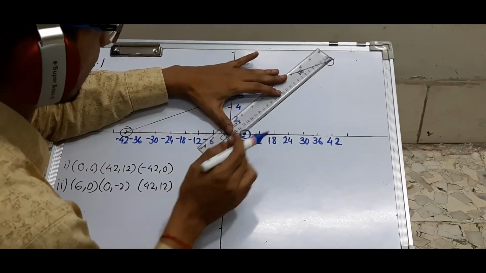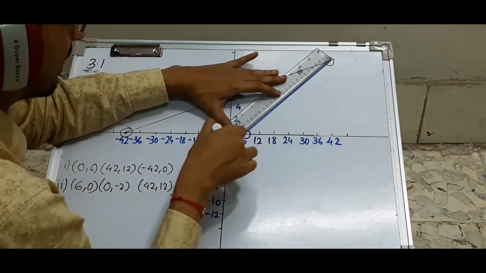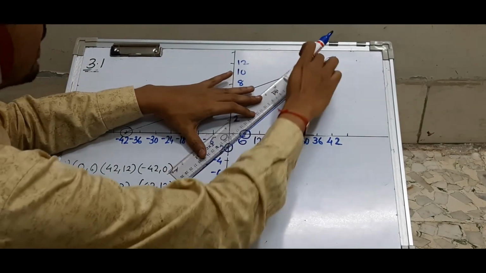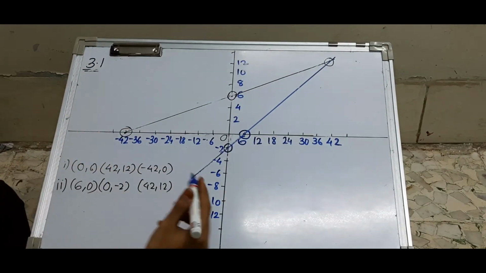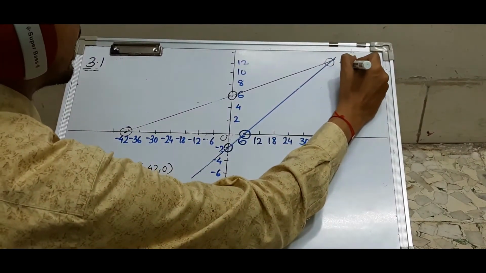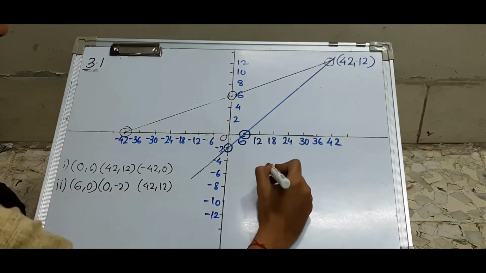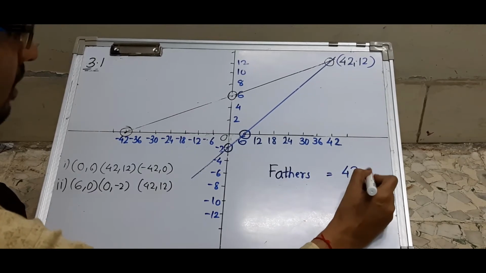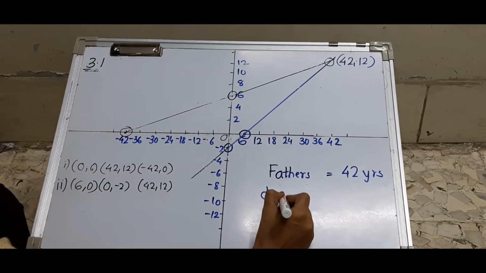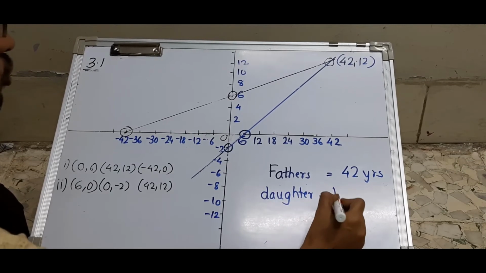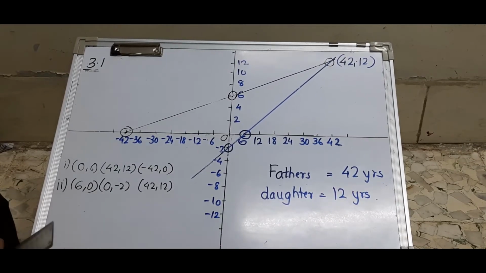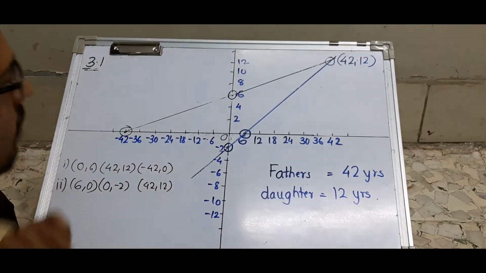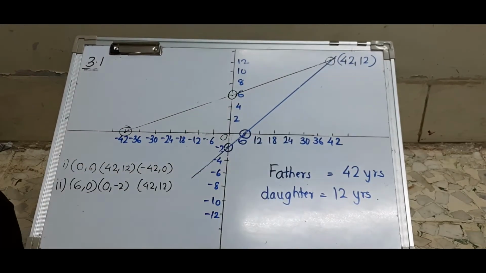So if you see, both the lines are intersecting at one point, that is 42, 12. The place where they are intersecting, that is your solution. They are intersecting at 42, 12. It means the father's present age was 42 years and the daughter's present age was 12 years. I have tried to cover the graph. If it is not visible, your answer should be 42, 12.